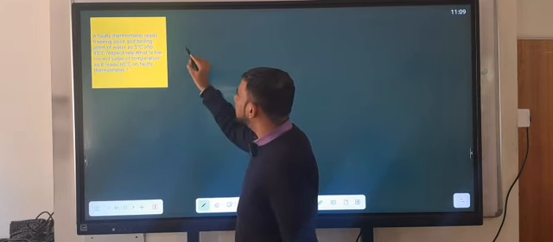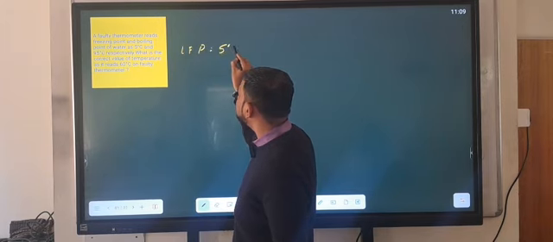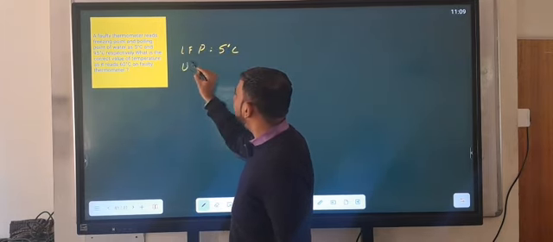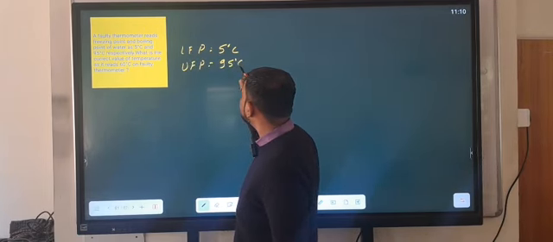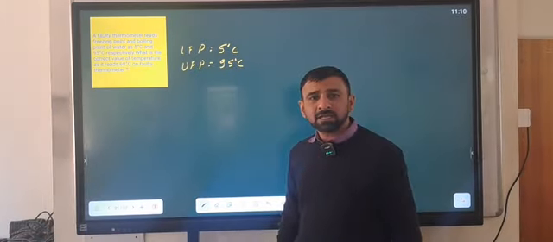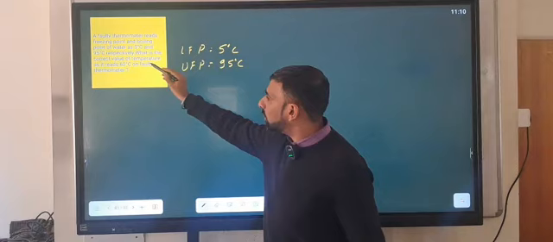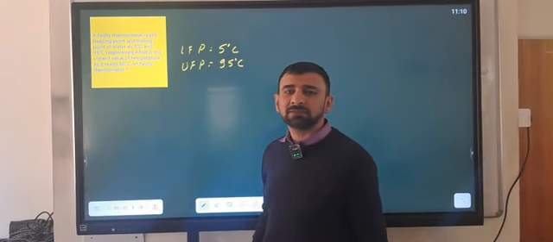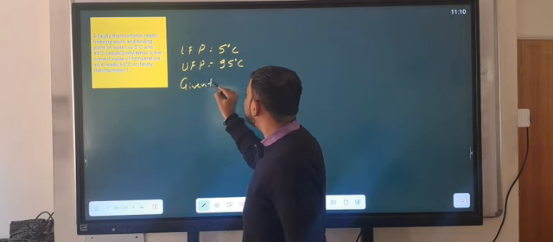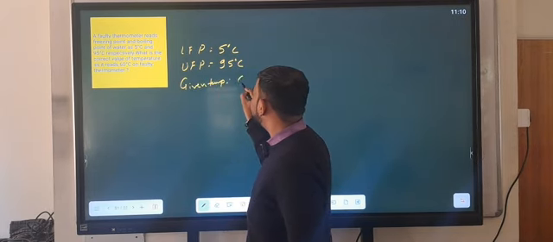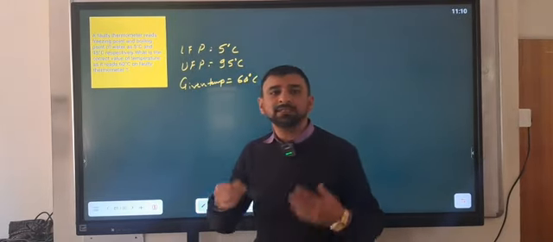Okay, so that means their lower fixation point is 5 degrees Celsius. Their upper fixation point is 95 degrees Celsius, and they are expecting us to find the Celsius counterpart of whatever 60 degrees they have given. So the given temperature is 60 degrees, and we have to find its Celsius counterpart.